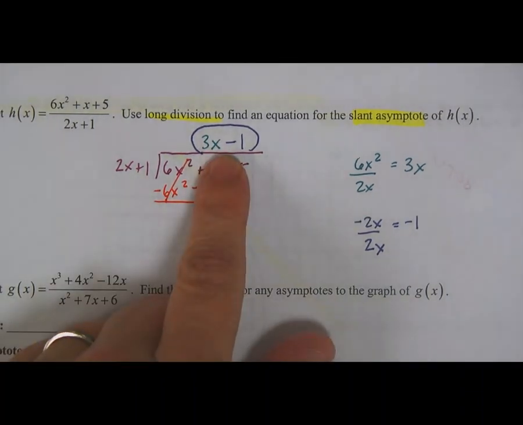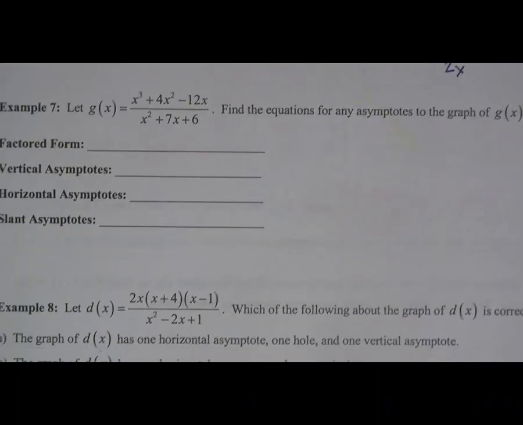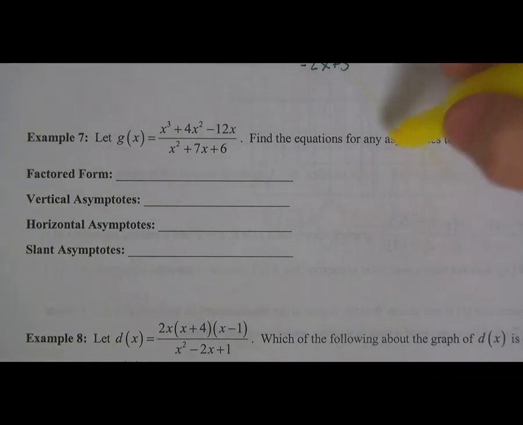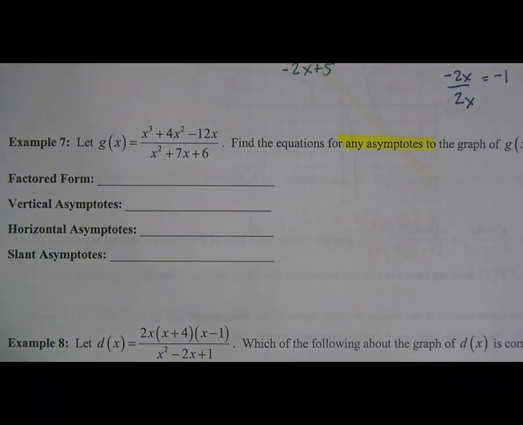Here's the slant asymptote. Can you tell me what is the slope of the slant asymptote? What's the slope? 3. What's the y-intercept? Negative 1. Excellent. Okay, cool. Let's move on. Example 7 says, the task is a little bit different here. It just says, find the equations for any asymptotes. And it lays it out for you. Vertical, horizontal, slant.